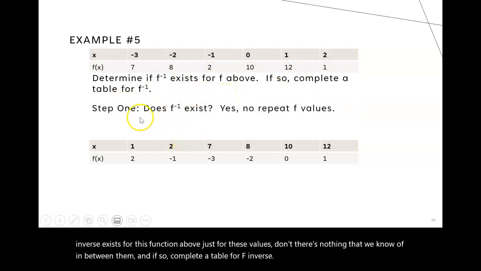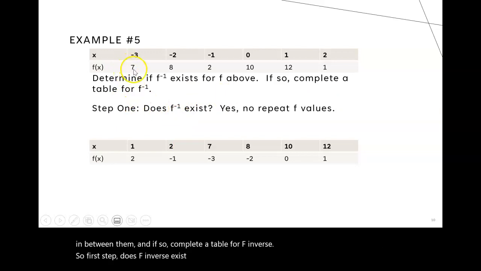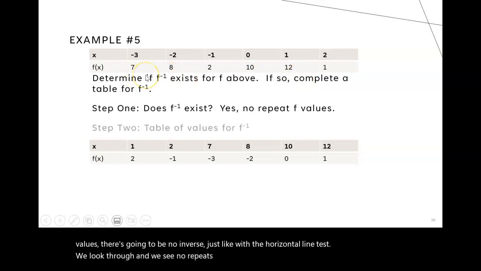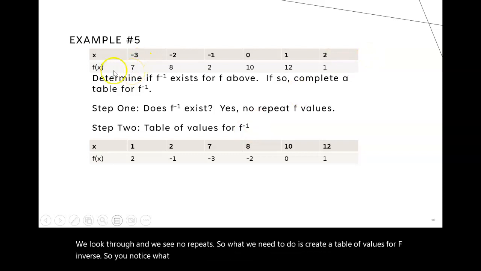So first step, does f inverse exist? Well, we need to look at our y values. If we have repeat y values, there's going to be no inverse, just like with the horizontal line test. And we look through and we see no repeats. So what we need to do is create a table of values for f inverse. So you notice what we're going to do with an inverse is we're going to make our function values our input and we make our x's our output.